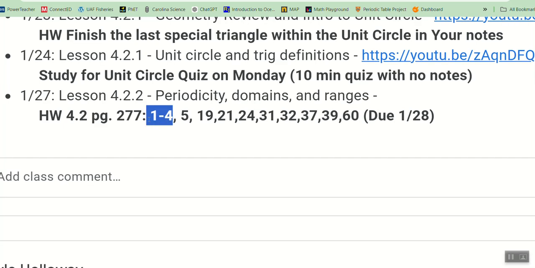Make sure our academic language is there. The real homework that I want you to do is 4.2, page 277: numbers 5, 19, 21, 24, 31, 32, 37, 39, and 60. Cool. We get 5 minutes to start. I want you to start. Let's do it to it. It's awesome.